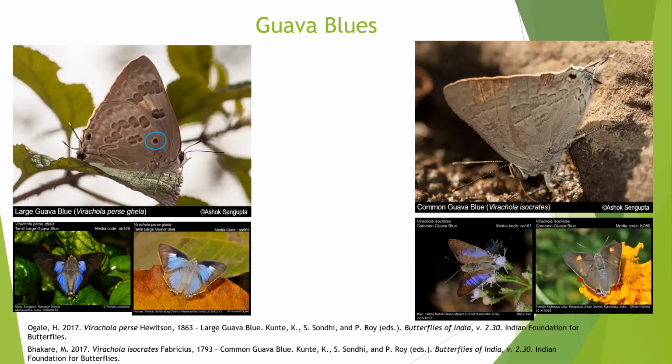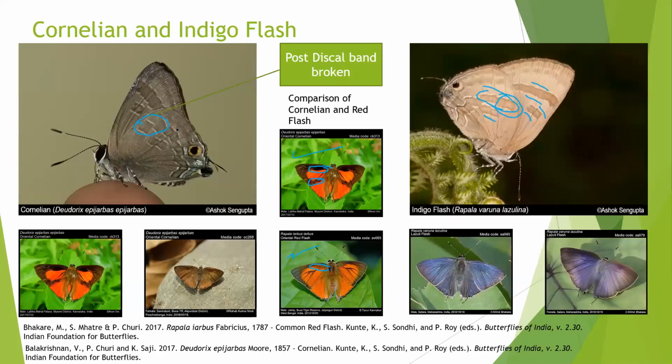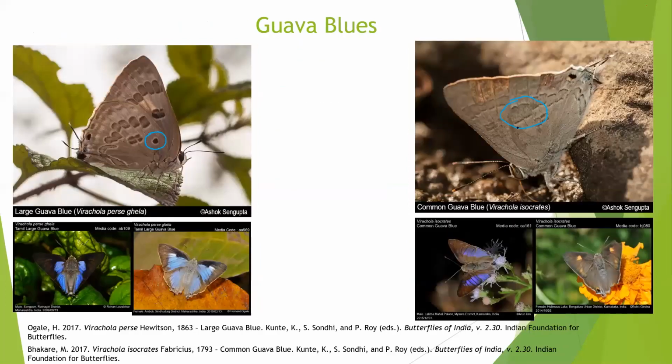Also, you may find very good similarity between the cornelian hindwing and a guava blue's hindwing. Similar breakage is there. Can you see? I'll show you the cornelian here. Cornelian also has a breakage in the hindwing postdiscal band, and a common guava blue also has the same type of band.